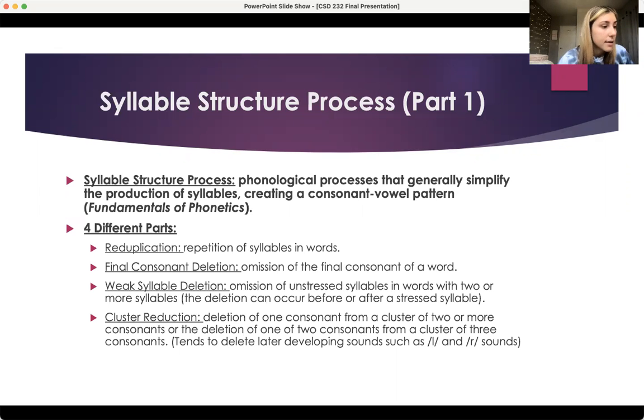The second one is final consonant deletion. This is the omission of the final consonant of a word. This is generally suppressed in children with typically developing speech by the age of 3.